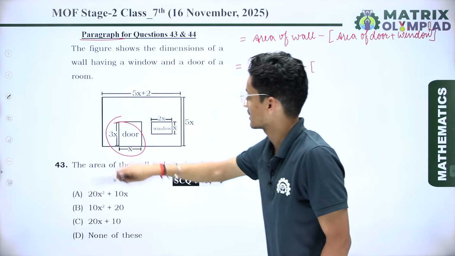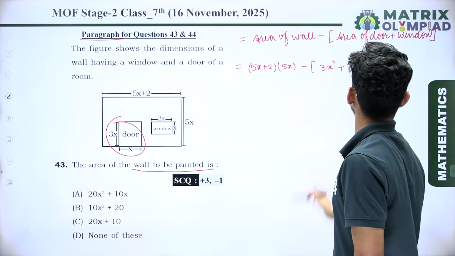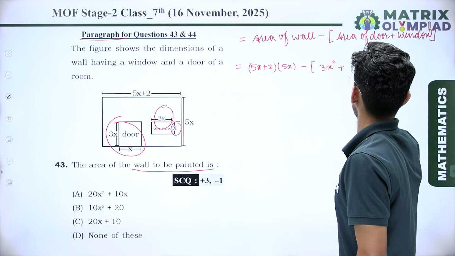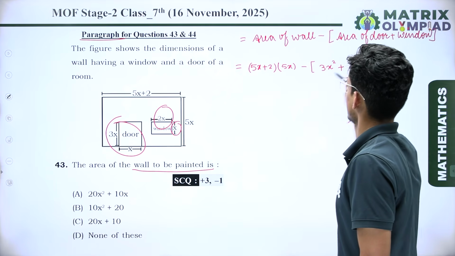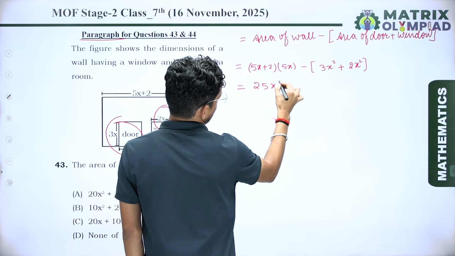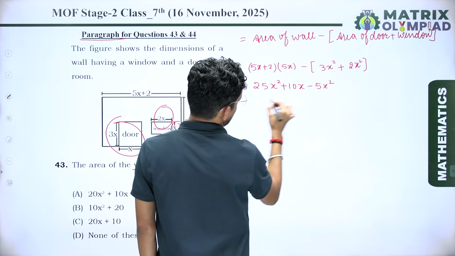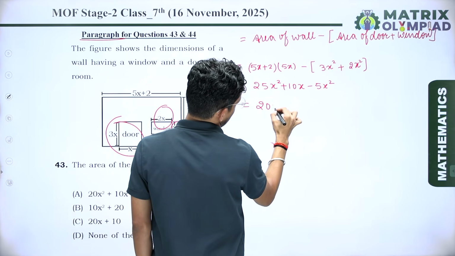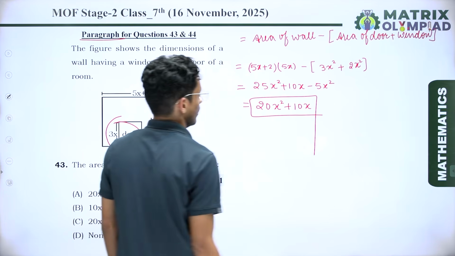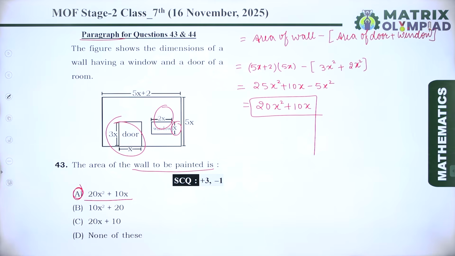that is 3x multiplied by x, it means 3x square, plus 2x multiplied by x, that is 2x square. So here I can write 5 fives are 25x square plus 10x minus 5x square. So here we get the area, that is 20x square plus 10x, which we want to paint. It means option number A is the correct answer.